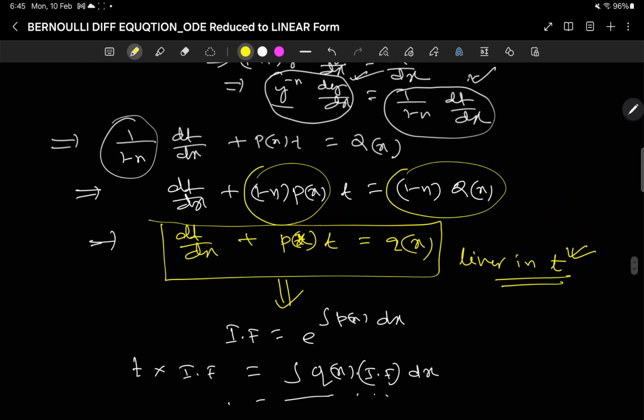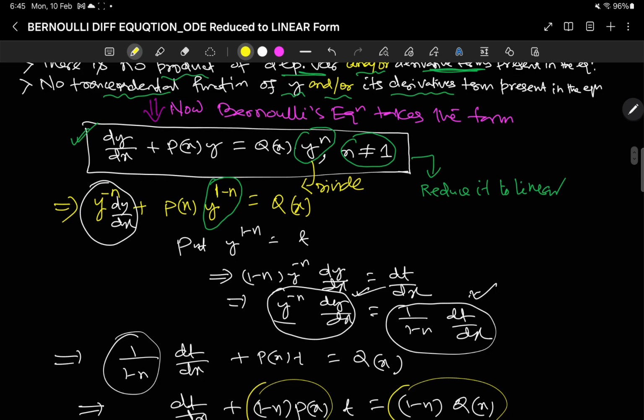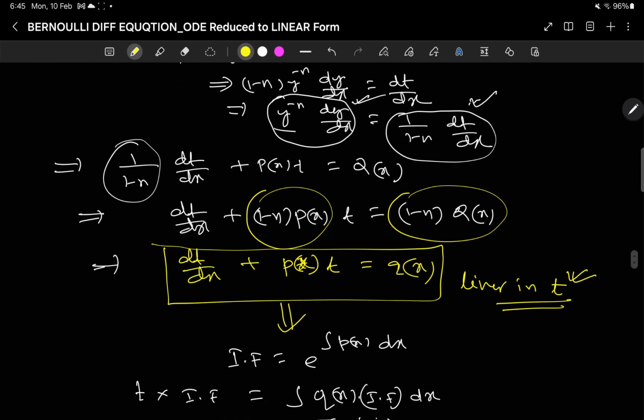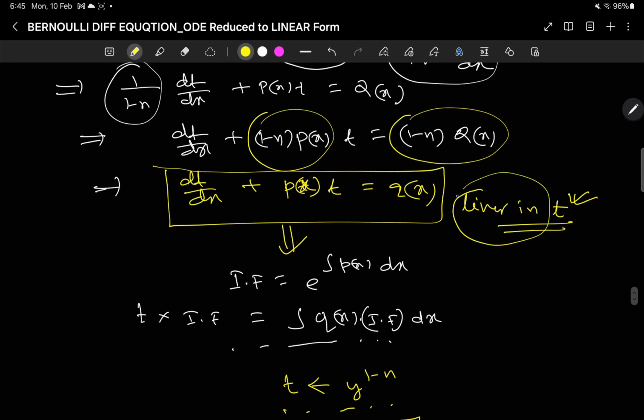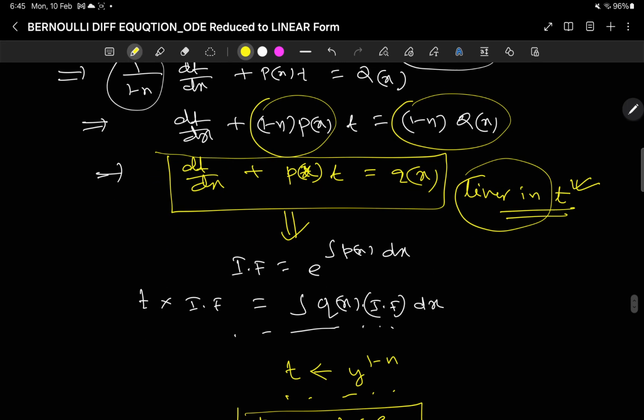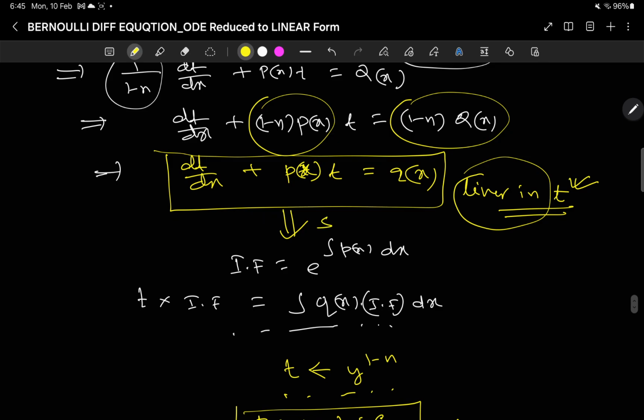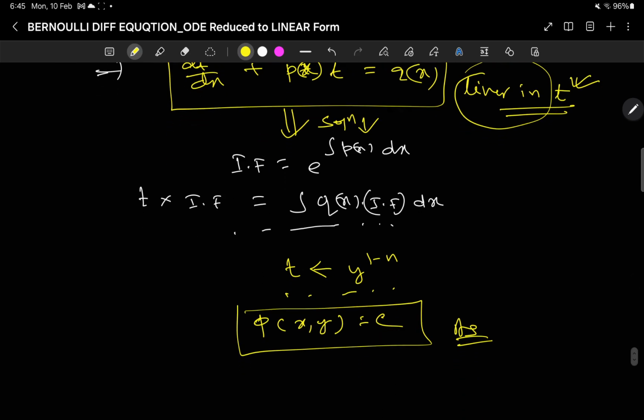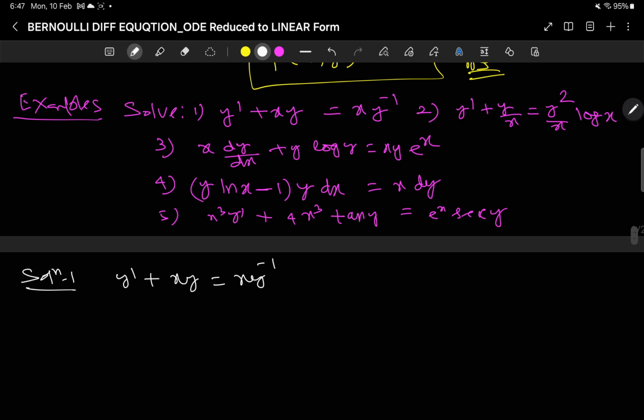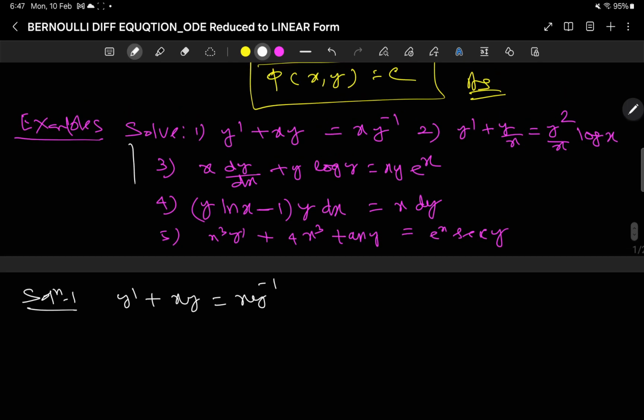Now the thing is that this was not linear, but we bring it back to linear. After we bring it back to linear, we know the solution technique. So this is the solution technique. So let us solve some examples. Now let us solve the following examples.